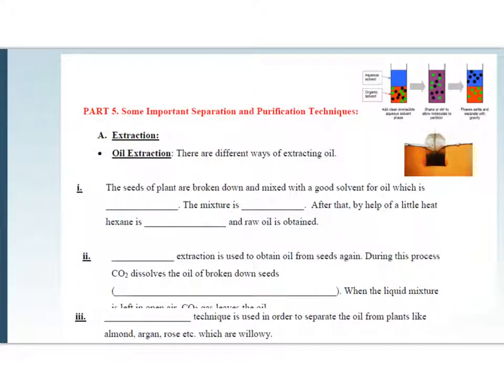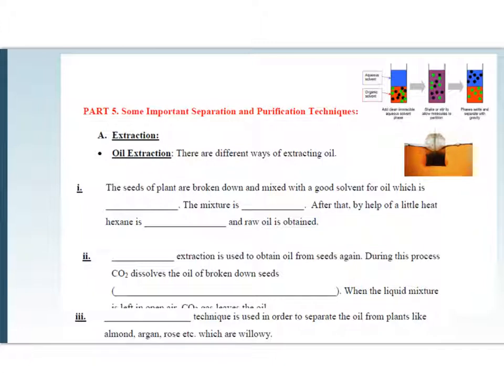Now here are the final parts of this chapter, some important separation techniques, some of which you have seen last year in 10th grade mixtures, but some of them may be new. Okay, let's start with extraction. For example, filter coffee or making Turkish coffee or just making tea, they're all types of extraction.